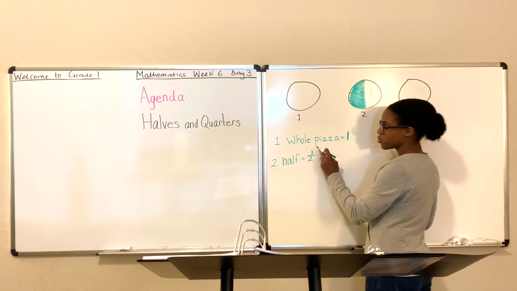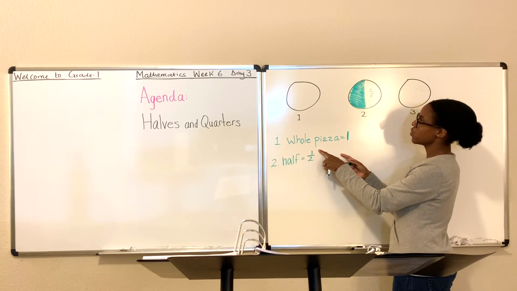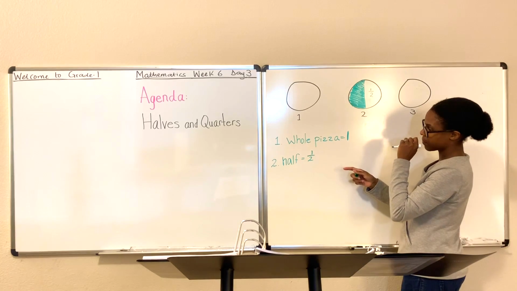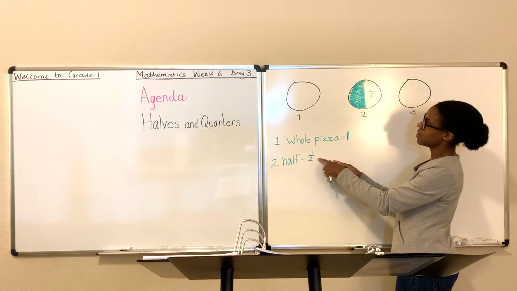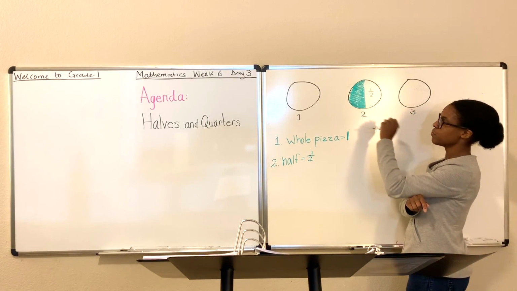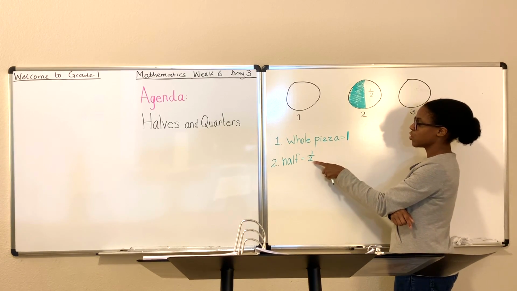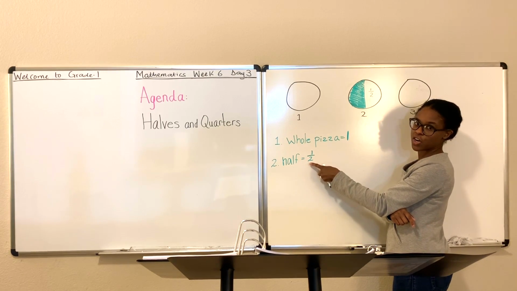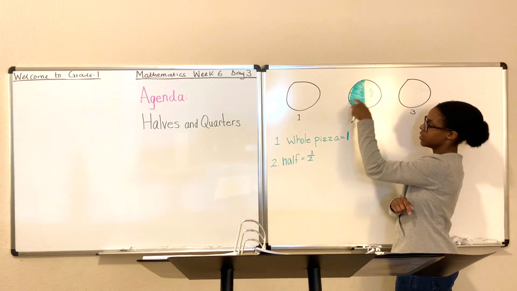So half is 1/2. 1 because we're working with 1 whole pizza. 2 because we divided it into 2 parts. So sister has come and eaten her 1/2. The green, 1/2.